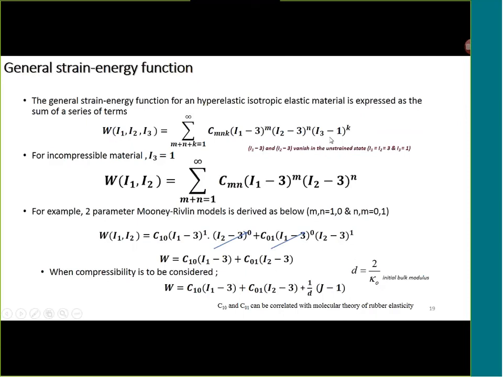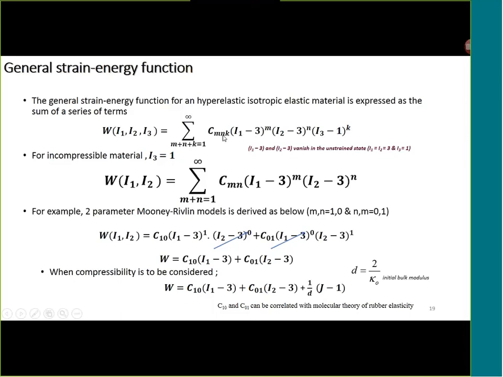They are carefully chosen such that I minus 3 becomes 0 when there is no deformation, because I1 is nothing but lambda 1 square plus lambda 2 square plus lambda 3 square. It will become 3 when there is no deformation, and I1 minus 3 will become 0. So when there is no deformation, there is no strain energy potential in this material.